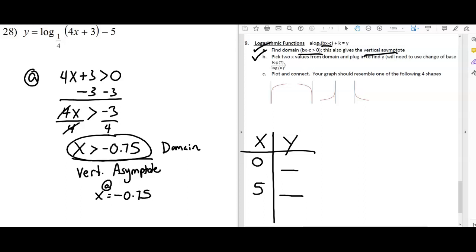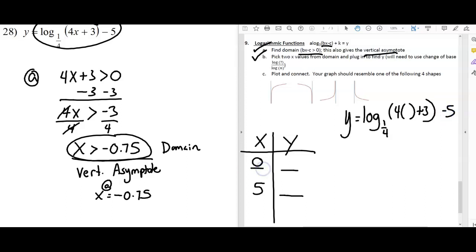Okay? So we're going to go ahead and solve for y now. So how do we find these y values? Here's how we do it. We're going to plug it into our function and simplify. So we have y is equal to log base 1/4 of 4x plus 3, minus 5. Now in this case, I want to plug in 0, which gives me the following. 4 times 0 is 0, plus 3 is 3.